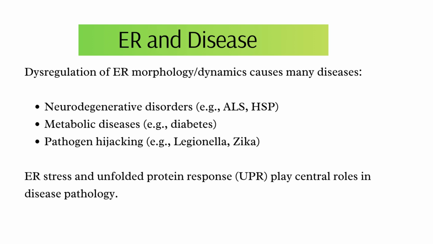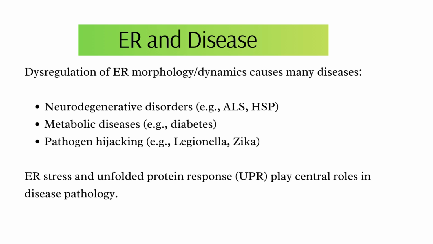The endoplasmic reticulum or ER is vital for many cellular functions. But when its shape or dynamics go wrong, it can lead to serious diseases. For example, neurodegenerative disorders like amyotrophic lateral sclerosis or ALS and hereditary spastic paraplegia or HSP are linked to ER dysfunction. In these conditions, the ER fails to maintain its proper structure, which disrupts nerve cell health. Metabolic diseases such as diabetes are also connected to ER problems, especially when the ER cannot properly handle protein folding or lipid metabolism.